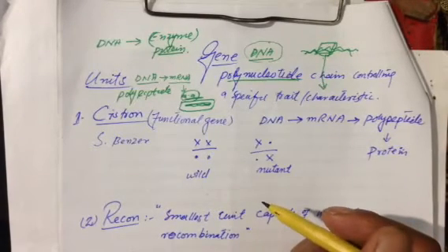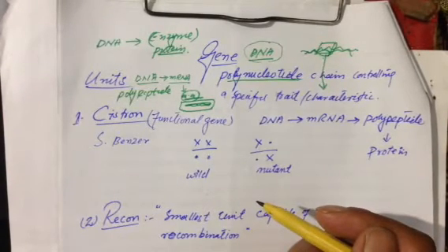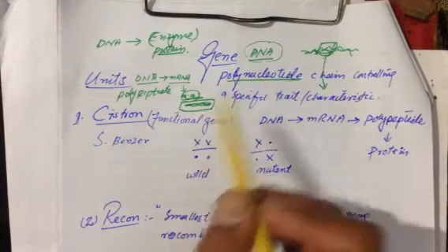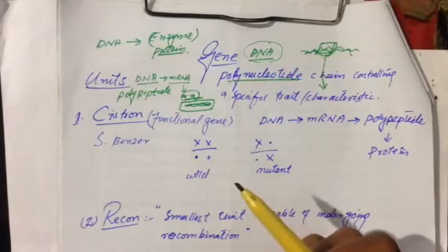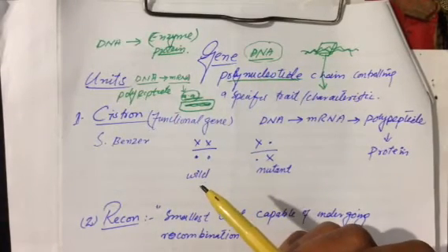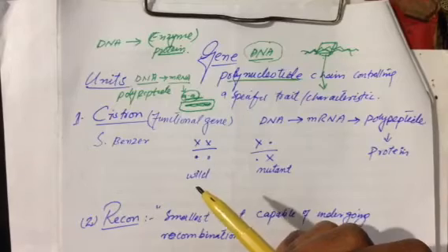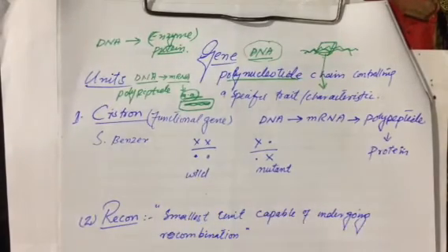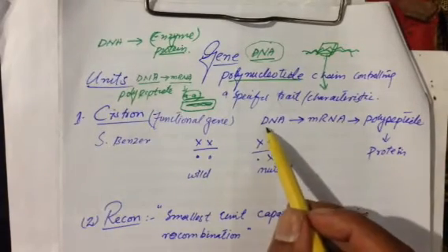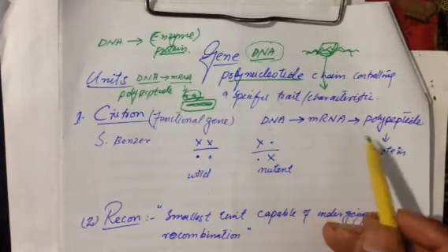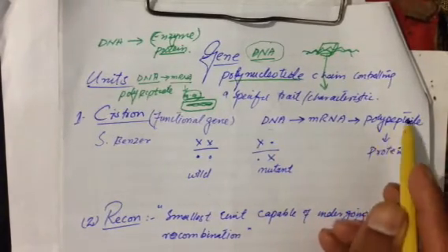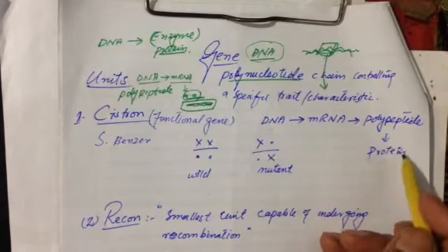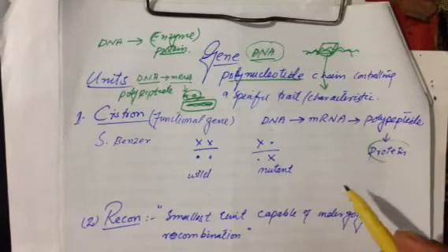Now we are going to discuss the units of the gene. So the gene has three units: cistron, recon, and muton. The first unit was coined by Benzer, and he told us that DNA produces a messenger RNA, and the polypeptide chain, when translated, then produces the protein.